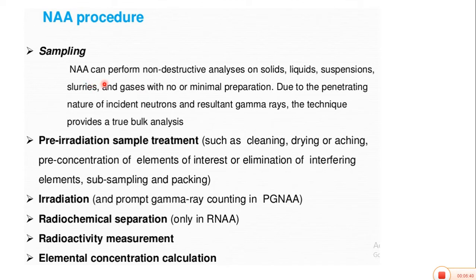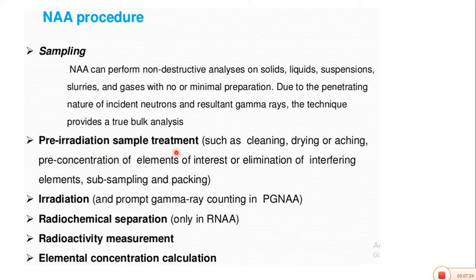So neutron activation analysis can perform non-destructive analysis on solid, liquid, suspension, slurries and gases with no or minimal preparation. Due to the penetrating nature of incident neutron and resulting gamma rays, the technique provides a true bulk analysis. So this is very good, because no particular type of system is required, you just have to bombard it with the neutrons. The penetration power of neutron is very high, so no specific preparation is involved. Any type of sample shape is accepted in the neutron activation process.